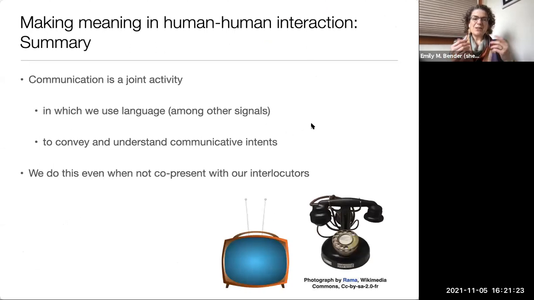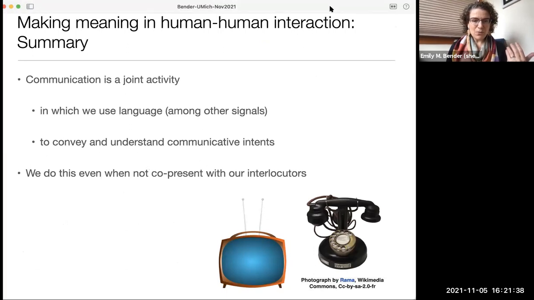So to summarize, when I'm talking about meaning making in human-human interaction, communication is a joint activity in which we use language among other signals to convey and understand communicative intents. And we do this even when not co-present with our interlocutors.